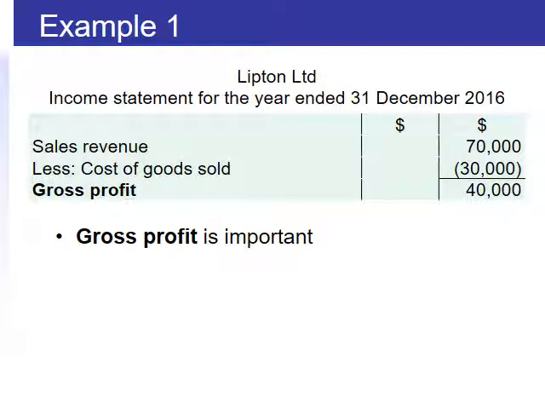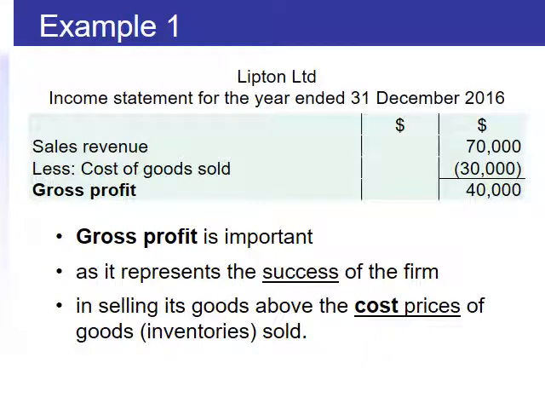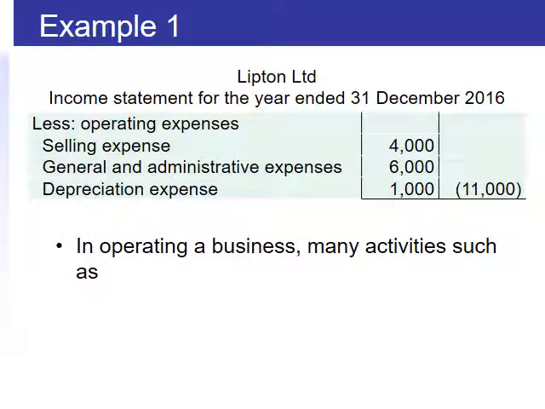Gross profit is an important figure in this statement because it represents the success of the firm in selling its goods above the cost price of the goods sold. So basically it means that your selling price is higher than cost price. That's why you make a gross profit. So from here, we know that sales revenue less cost of goods sold gives you gross profit. Let's move down.